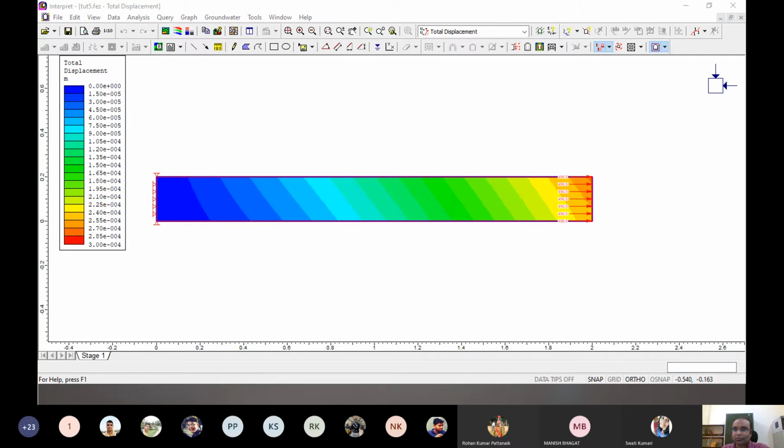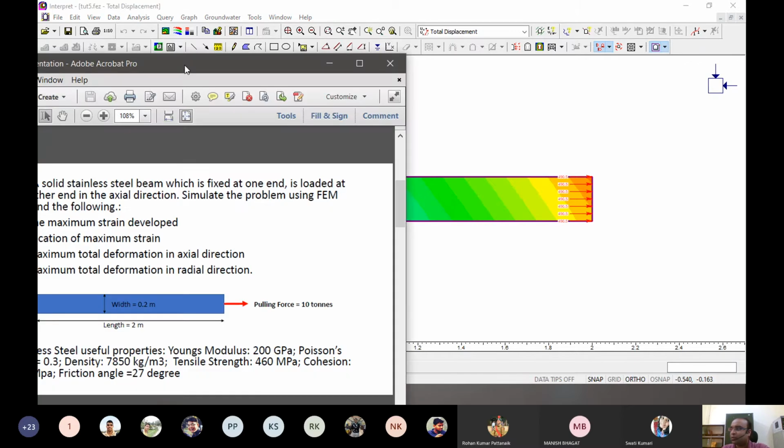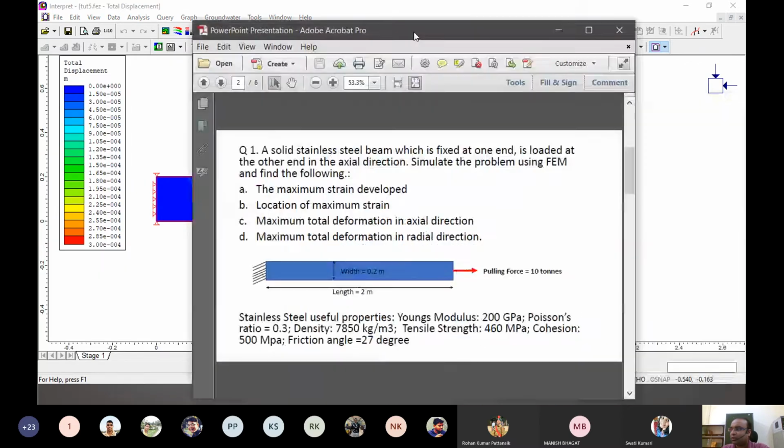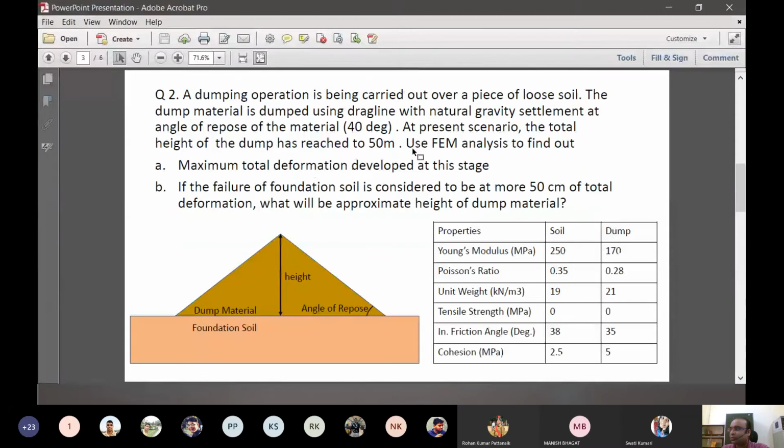So I hope other things are okay. This one was the first one, I think. Did anyone try this one? Second one? So in the second one, the line that is common to both the dump material and the foundation soil, should that be a normal line or a joint line, I guess? It can be a normal line also. A joint is not required.